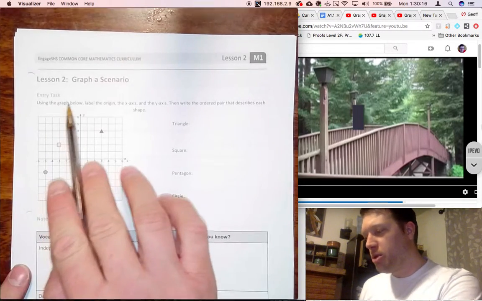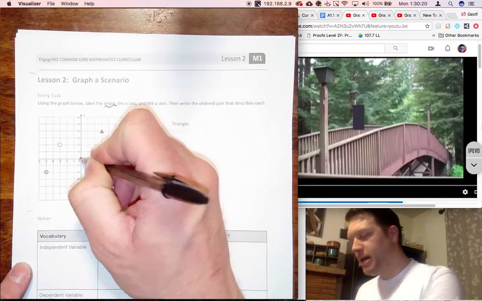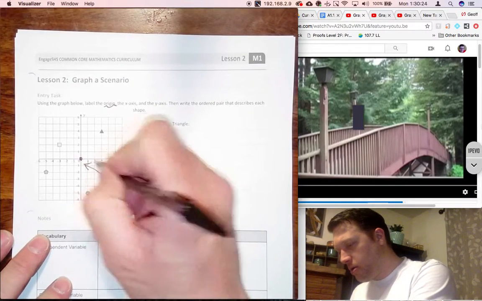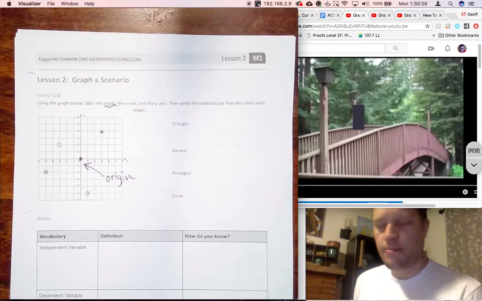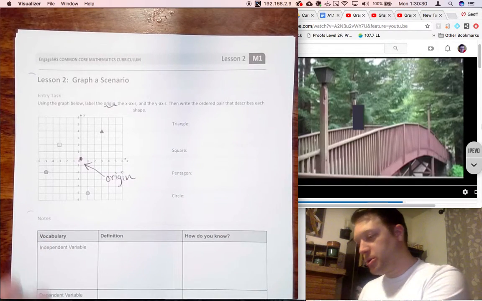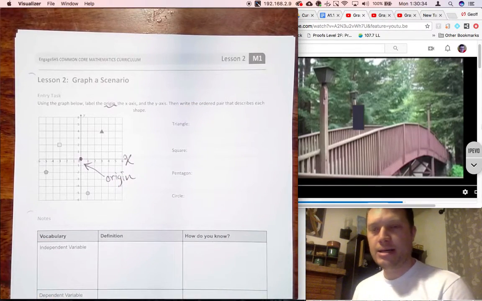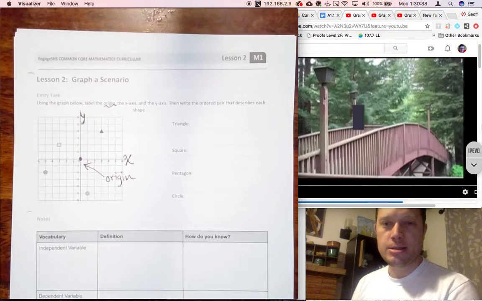Using the graph below, label the origin. So that's the first thing. That's 0, 0. It's smack dab in the middle. And maybe it deserves some sort of arrow with origin pointing to it. To label the x-axis, we're just going to make sure that that x stands out along the x-axis and that y stands out along the y-axis.